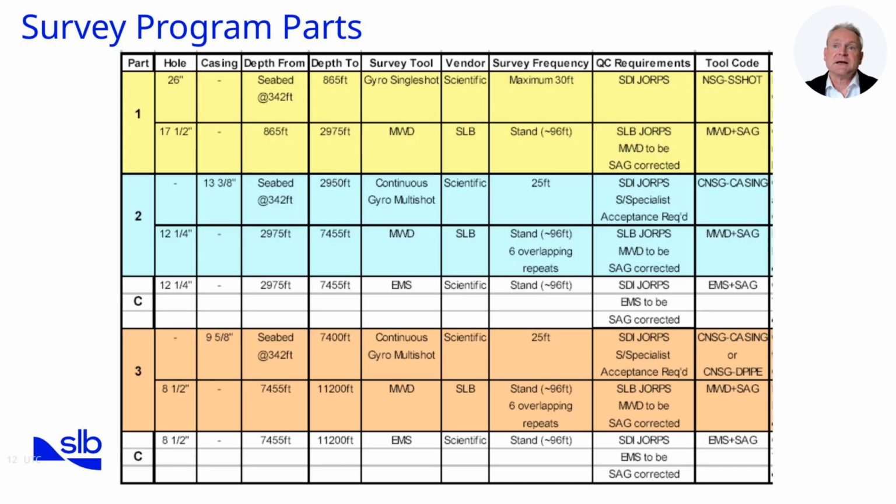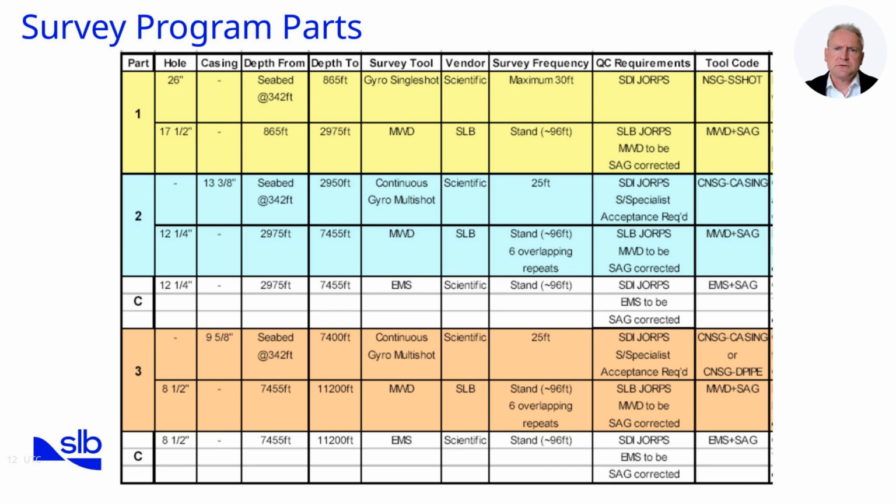Shown is a detailed survey program broken into parts. The purpose of such a program is to ensure accurate positional data is gathered consistently throughout the well. Each section of the hole, from spud to total depth, is assigned a specific tool, vendor, frequency, and quality control requirement. In the example shown, Part 1 involves a gyro to the seabed and an MWD tool, which ties onto this and drills the 17.5-inch section.